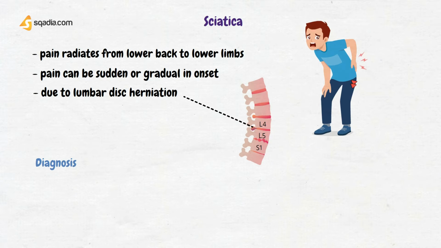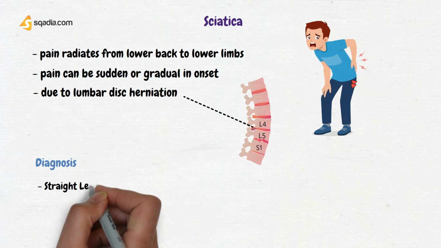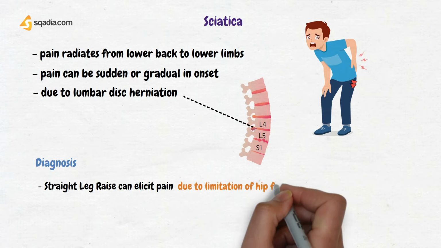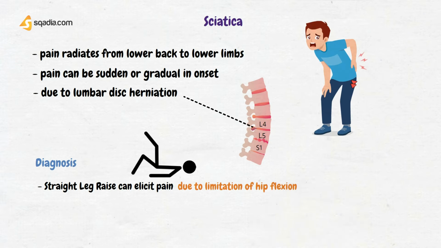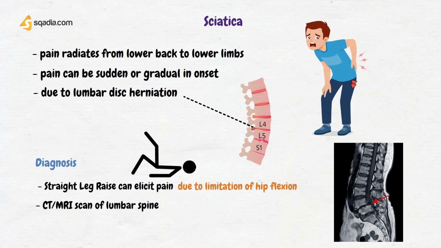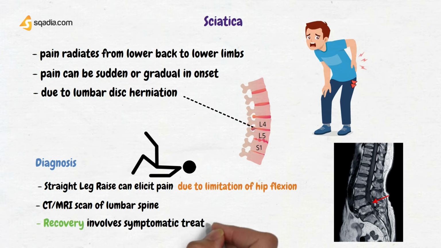In clinical settings, patient is asked to perform a straight leg raise which elicits pain due to limitation of hip flexion in lumbar disc herniation. A CT or MRI scan is done to visualize the herniation, as seen here. Recovery usually involves symptomatic treatment and early mobilization.